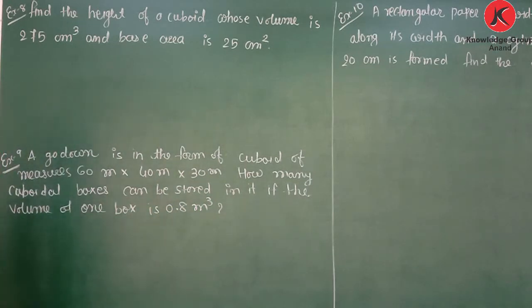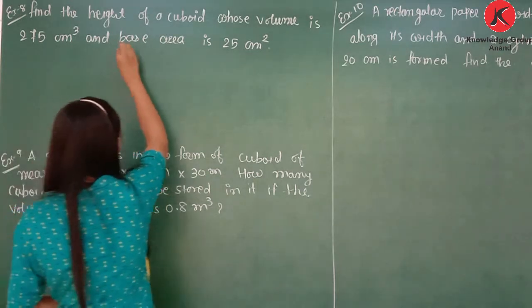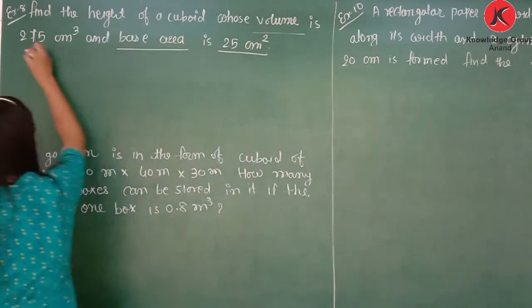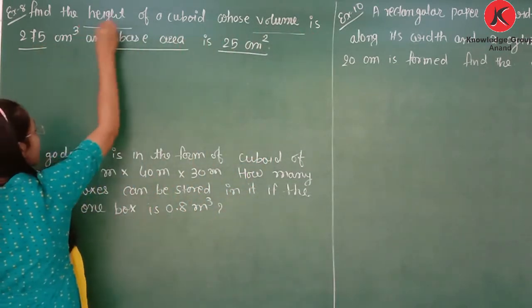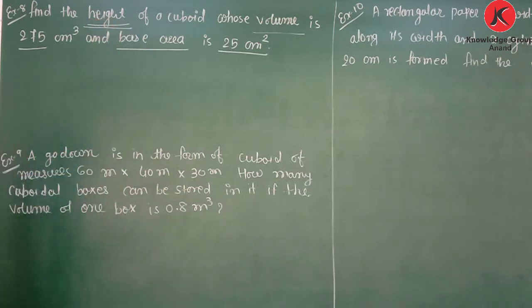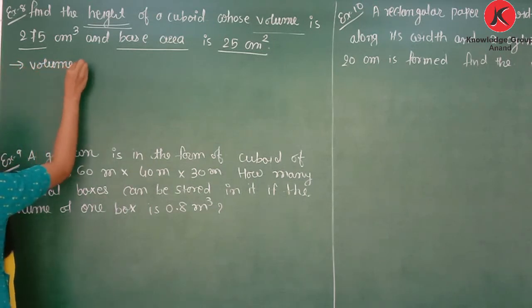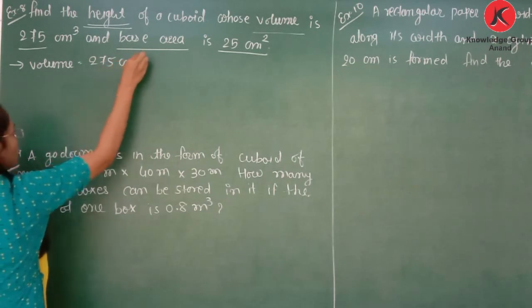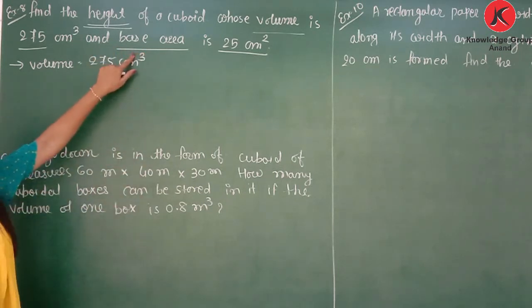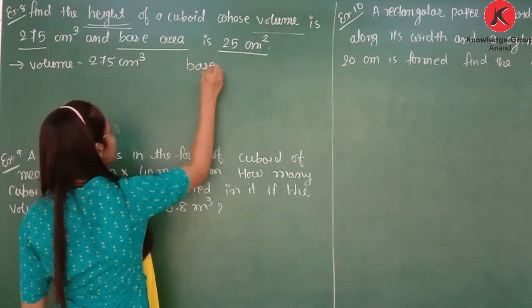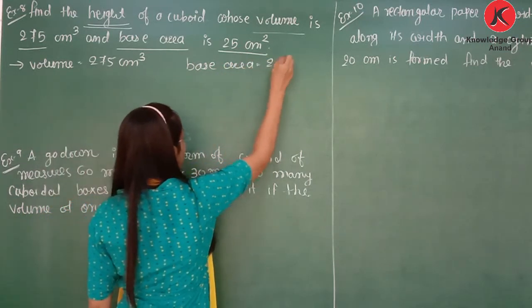So here example 8. Find the height of a cuboid whose volume is 275 centimeter cube and base area is 25 centimeter square. Again you can see the base area is given as 25 centimeter square, volume is given as 275, and you need to find the height. So which equation will we use? It is better to use base area multiply height. So what information is given? Volume is equal to 275 centimeter cube. Volume is always measured in centimeter cube or meter cube or liter. Okay. And base area is 25 centimeter square.